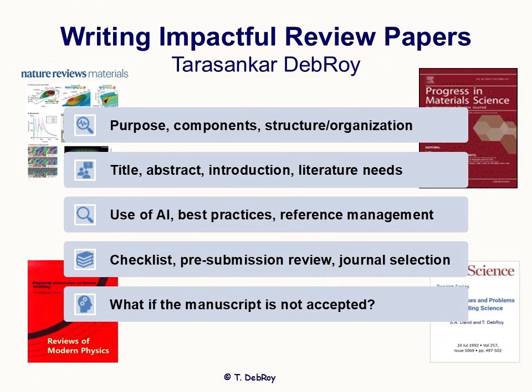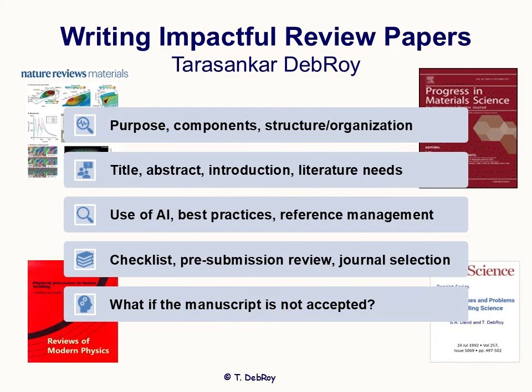My goal is to discuss the essential elements and best practices for writing high-impact review papers so that you can make significant contributions to your field of work. We will discuss the core purpose of writing these papers and their structural organization, discuss the best practices for the title, abstract, and introduction, look closely at the ethical use of artificial intelligence in writing, and address the important ingredients of success. We will also review the steps for reference management, using submission checklists, and selecting the optimal journal for your work.